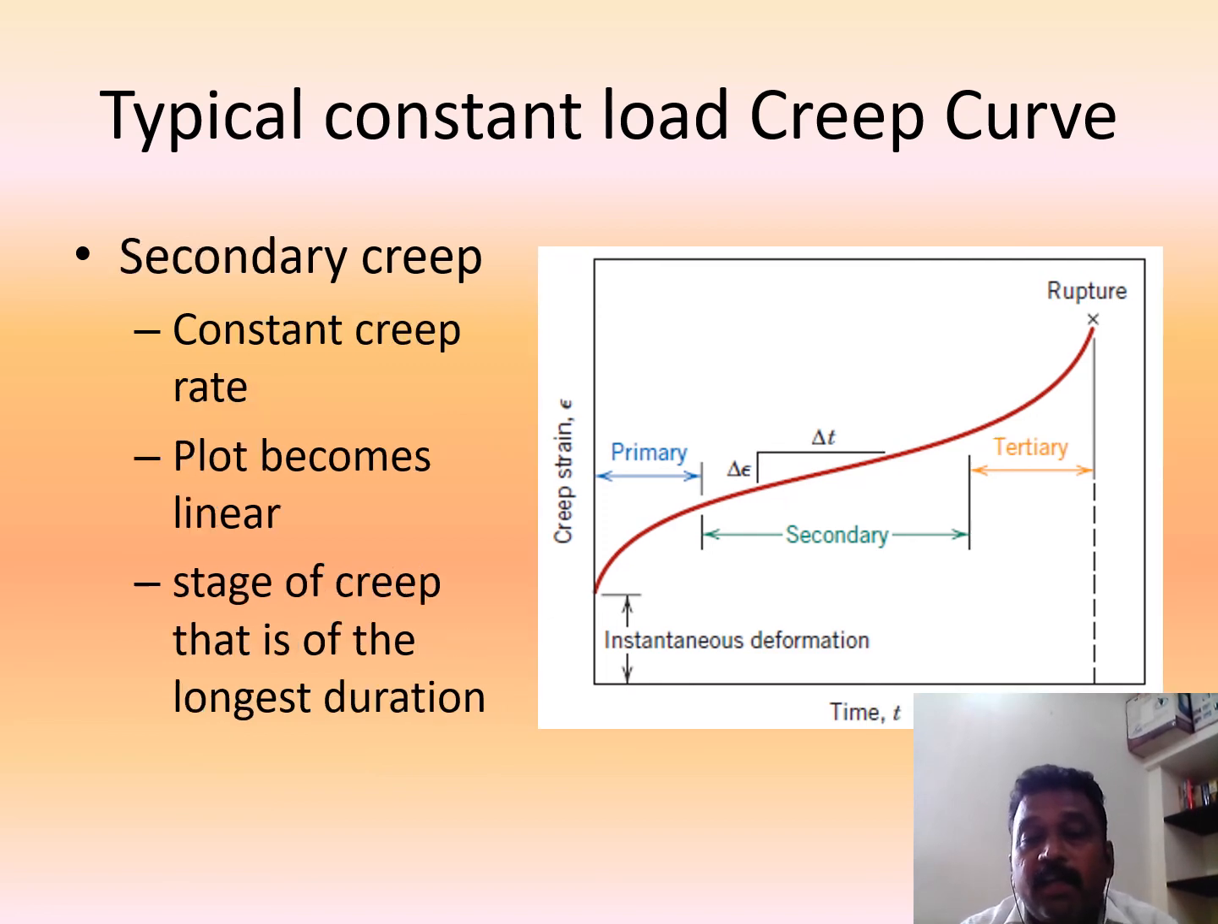Next, secondary creep. You can see the creep rate is constant here. The time is increasing, and at the same time the strain is also increasing. So the creep rate is constant, and the plot becomes linear. It will be like a straight line. This creep is mostly of the longest duration. The secondary creep occurs for some more time, so that is the stage of longest duration.